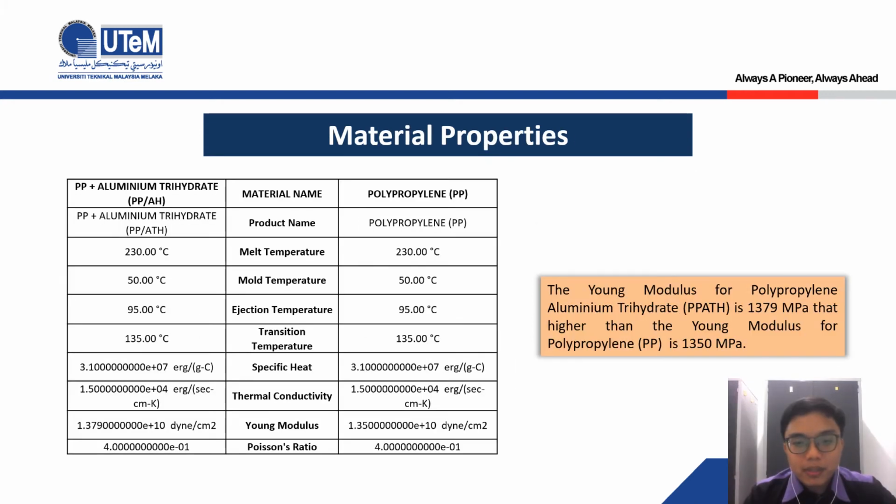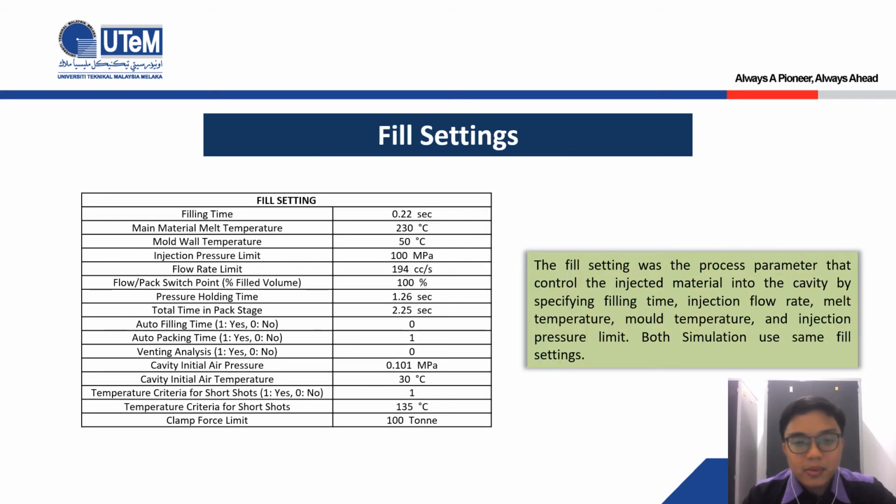For the material properties, the Young modulus for the polypropylene aluminum trihydrate is 1379 megapascal, which is higher than the Young modulus for polypropylene, 1350 megapascal. For the field settings, we can see in the table, the field setting is the process parameter that controls the injected material into the cavity by specifying filling time, injection flow rate, mold temperature, and injection pressure limit. Both simulations use the same field setting.